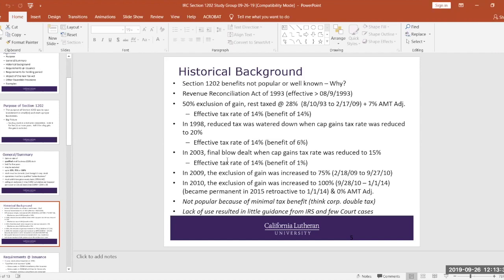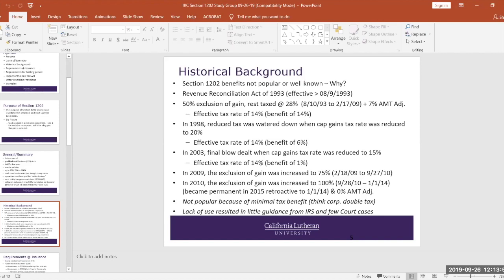And 2003 was the final blow, which really made 1202 almost obsolete, when capital gains rates went down to 15%.